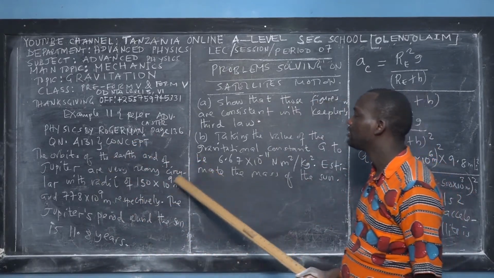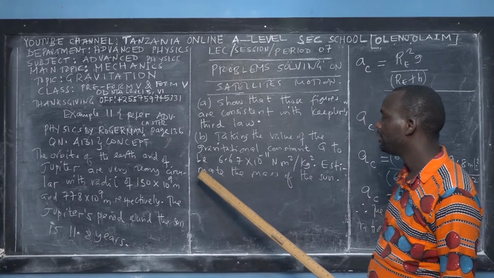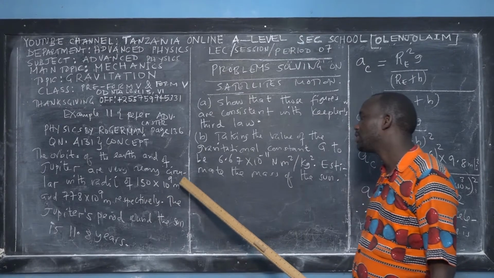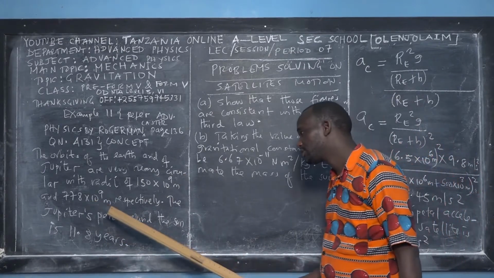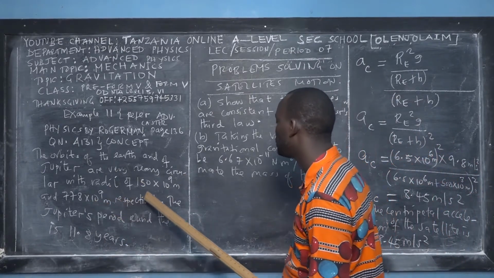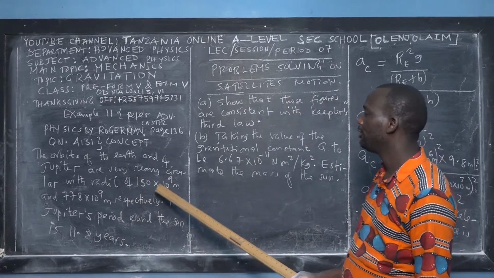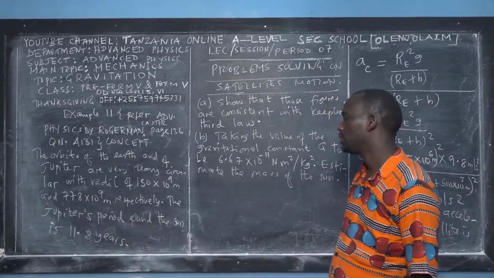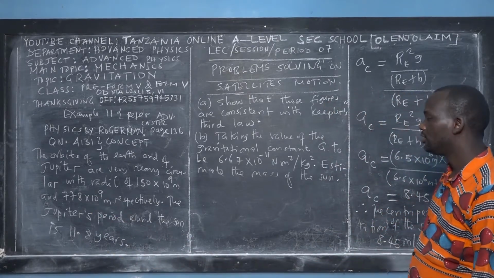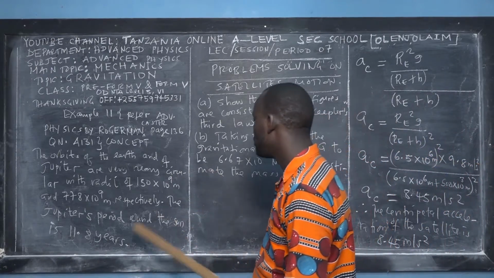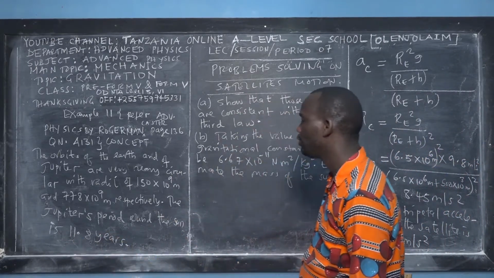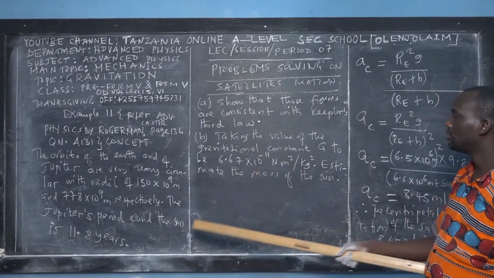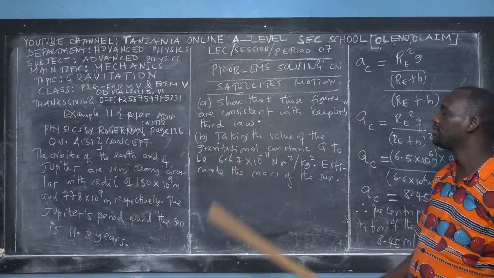So the orbits of the Earth and of Jupiter are very nearly circular, with radii of 150 exponent 9 meter and 778 exponent 9 meter respectively. So this is the radius for the Earth, and this is the radius for Jupiter, right? Jupiter's period around the Sun is 11.8 years. Then show that these figures are consistent with Kepler's third law.